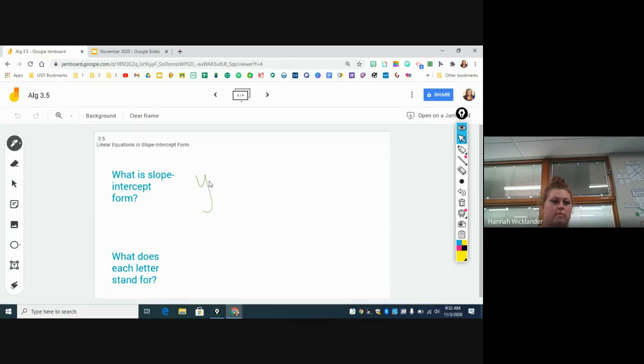When we're talking about slope-intercept form, the formula for slope-intercept is y equals mx plus b. And so if it says to write an equation in slope-intercept form or convert the equation to slope-intercept form, you need it to be in this form right here, which is y, and then an equal sign, mx, and then b. What does each letter stand for? Do you guys know what the m and the b stand for in slope-intercept form?